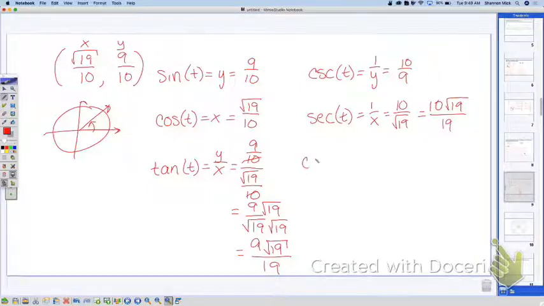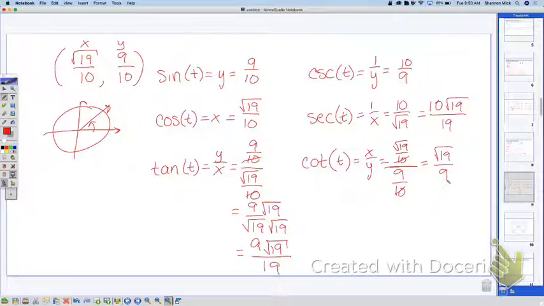Okay, cotangent is what? x over y. Now, this is why I don't come back to tangent, because if I reciprocate my tangent now, I have to rationalize again, don't I? If I go back to my points over there, I have the square root of 19 over 10 over 9 over 10. So when I reciprocate, the 10s are going to reduce, right? And I just have the square root of 19 over 9. Wait a minute, that's actually kind of easy.